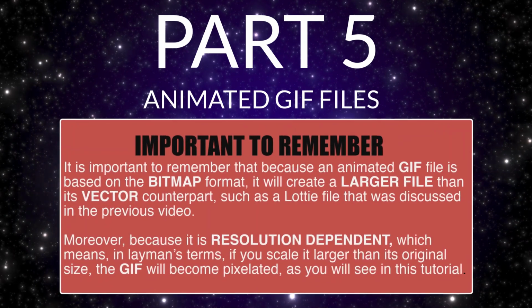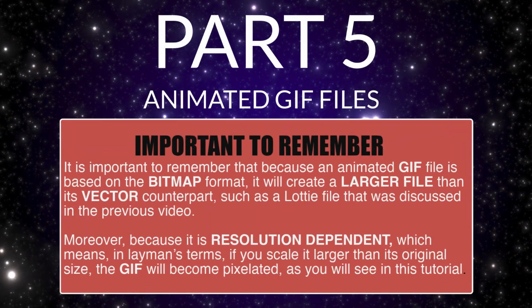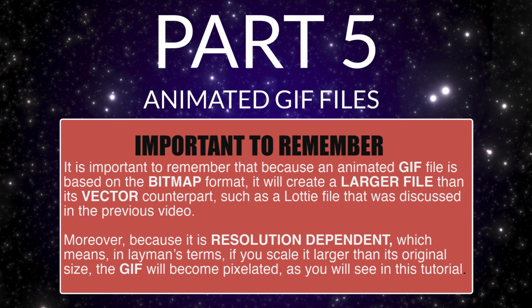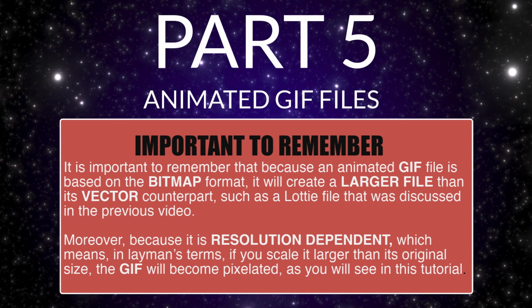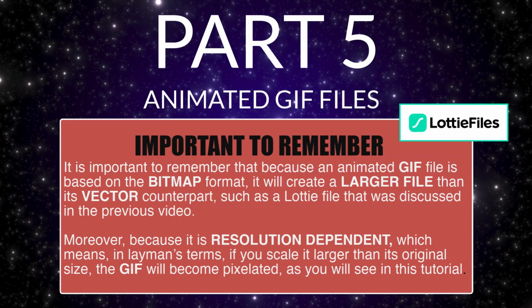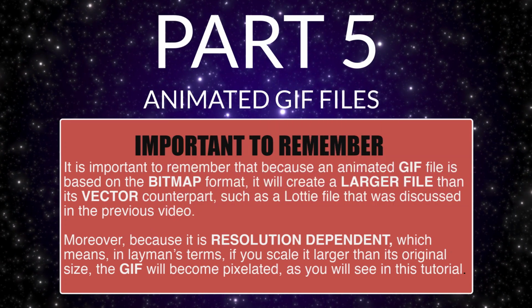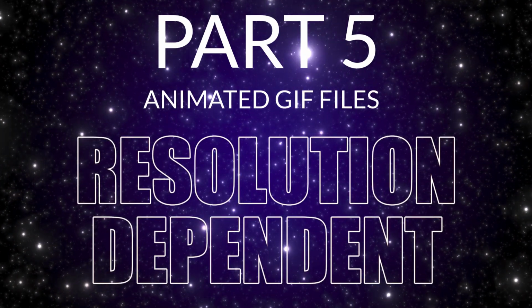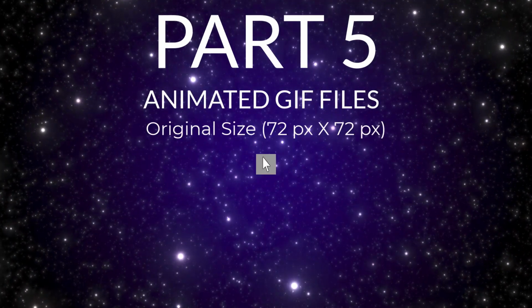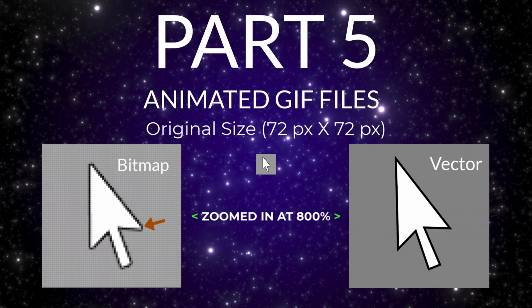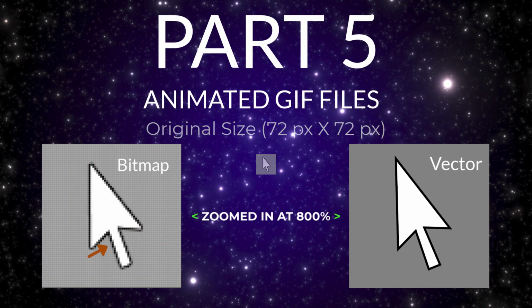It is important to remember that because an animated GIF file is based on a bitmap format, it will create a larger file than its vector counterpart, such as a Lottie file that was discussed in the previous video. Moreover, because it is resolution dependent, which means in layman's terms, if you scale it larger than its original size, the GIF will become pixelated, as you will see in this tutorial.